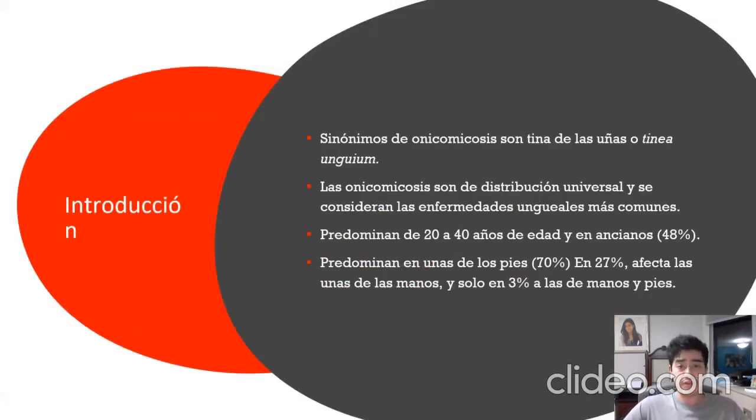Let's start with the introduction, basic stuff about this topic. We know that onychomycosis is known as nail tinea. The distribution around the world is wide. It's considered one of the most common nail diseases. It's most often seen in ages between 20 and 40, but it's even seen in elders in 48%. It affects most of the time, in 70%, the nails of the toes, in 27% the nails of the hands, and in a small 3% the nails of the hands and feet.